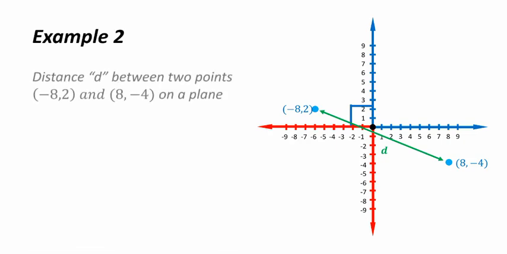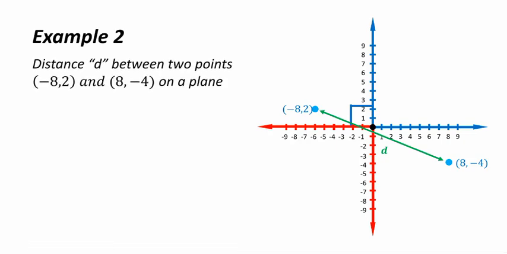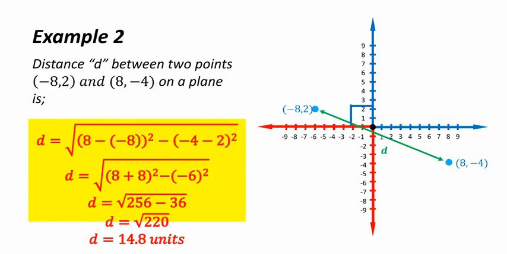Example 2. The distance d between two points (-8, 2) and (8, -4) on a plane is d equals the square root of (8 minus negative 8) whole squared plus (negative 4 minus 2) whole squared, which is equal to (8 plus 8) whole squared plus (negative 6) whole squared, and d is equal to the square root of 256 plus 36, and d is equal to the square root of 292, so d is equal to 17.09 units.